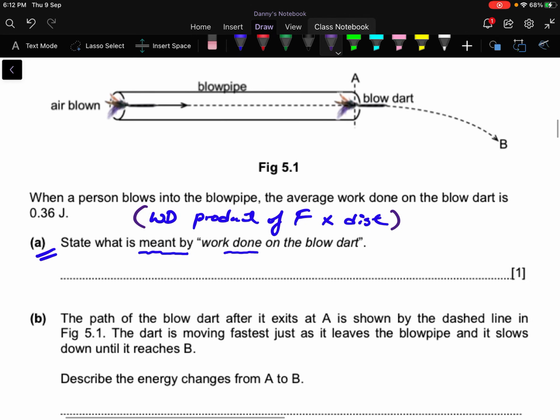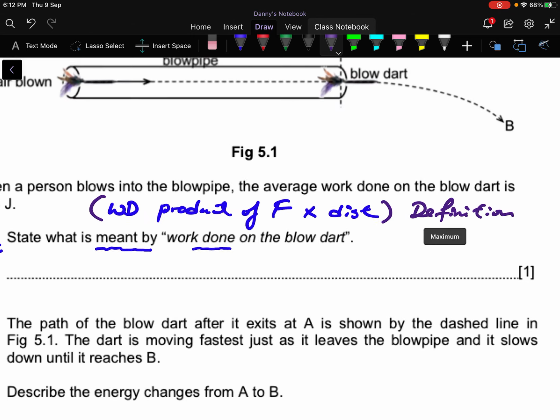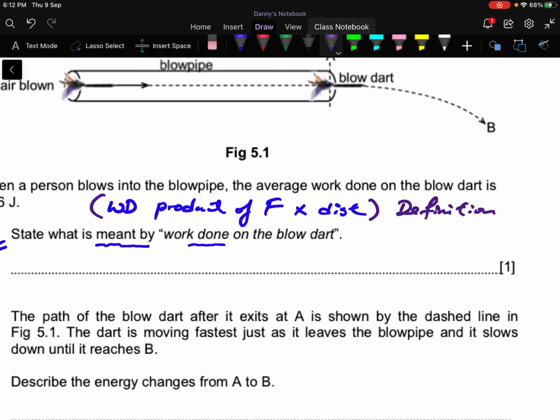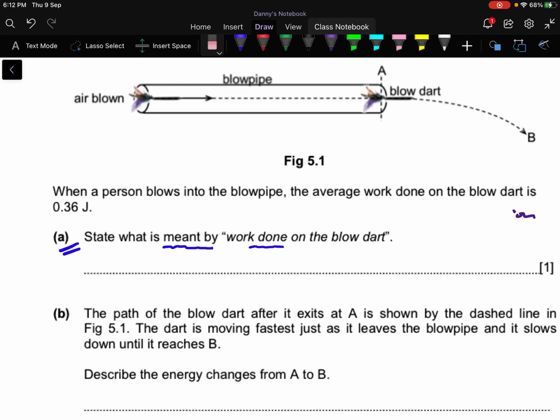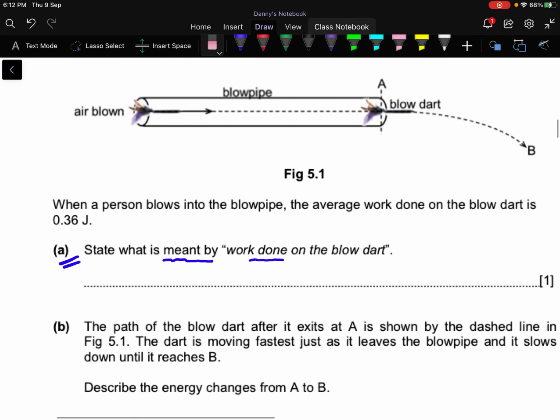Now this kind of answer is actually a definition. Unless the question asks you to define work done, then you can say something like, work done is the product of the force acting on the dart and the distance traveled by the dart in the direction of the force. You can do that, but that is for a definition question. For this case, what is meant by, you need to give a more contextual answer.